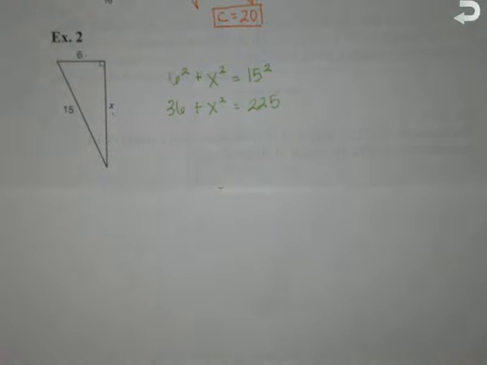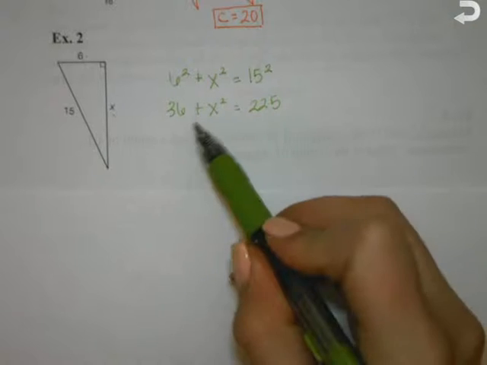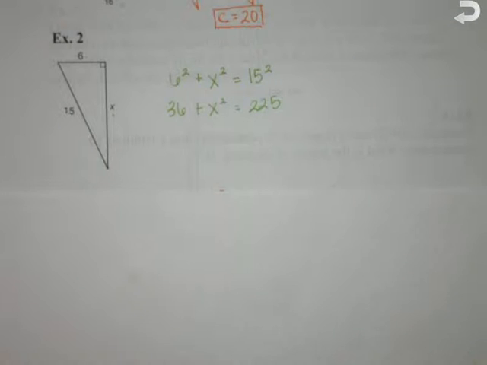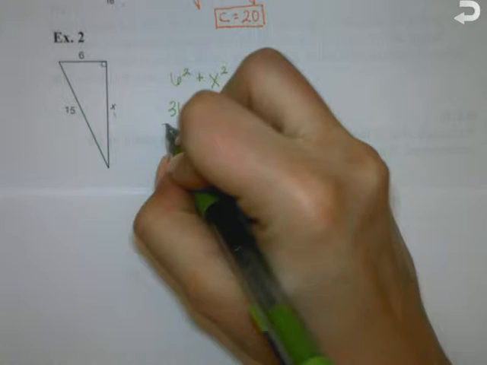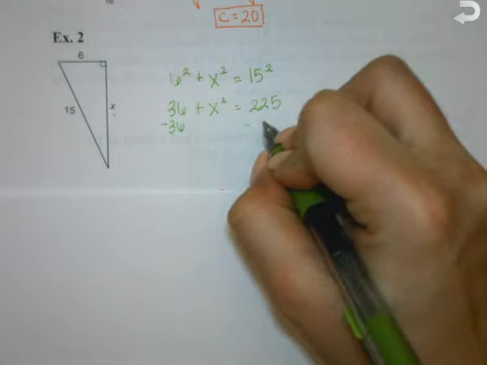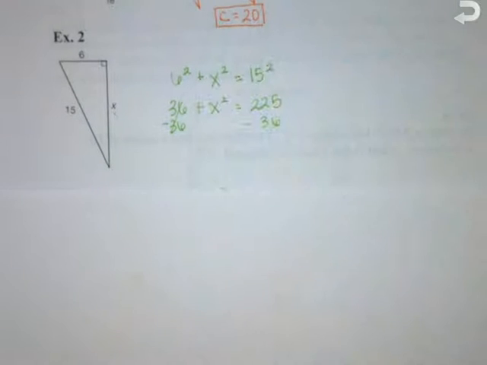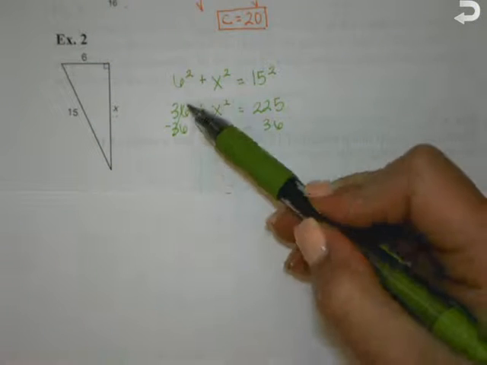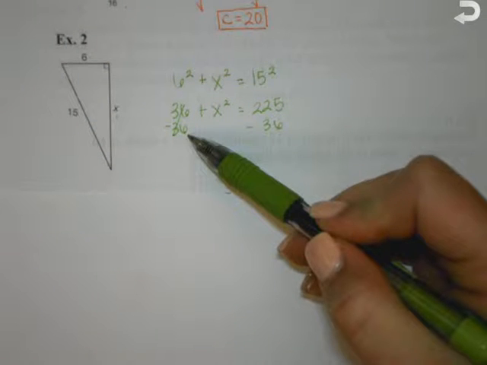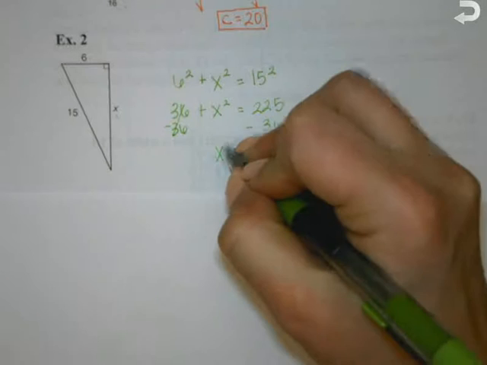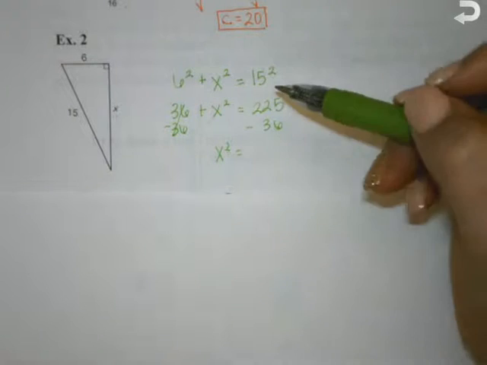Okay, we need to get the x by itself. So what would you do next? I have 36 plus x squared equals 225. Any ideas? Yeah, subtract 36. And make sure that you're writing down the minus 36. Because 36 minus 36 gives me 0. So that leaves me with x squared equals 189.